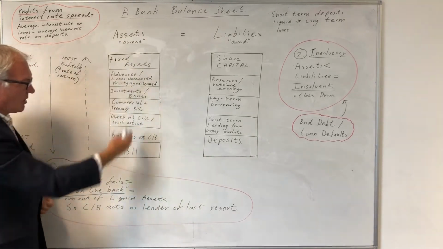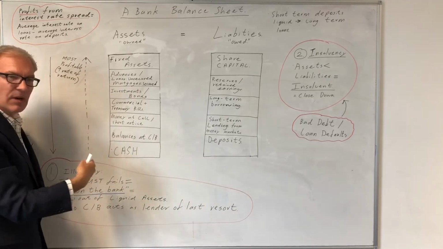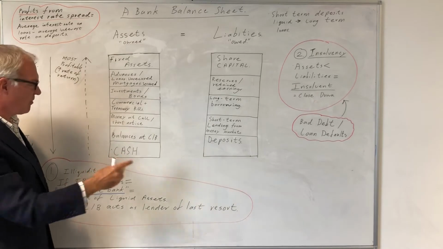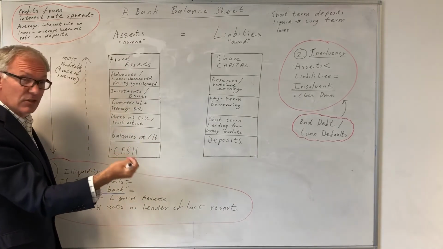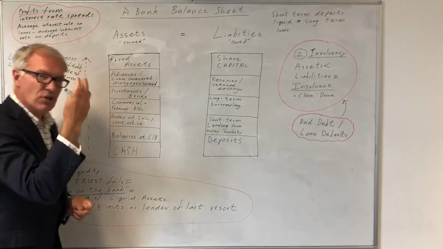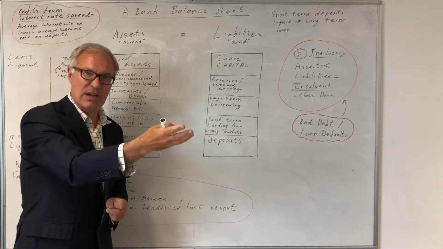So as we go up here, we've got balances at the central bank. Well, that's very liquid. You can get that back instantly. And the Bank of England and other central banks require banks to maintain balances at the central bank. Then money at call, short notice. This is just short-term lending to the money markets, to other banks.